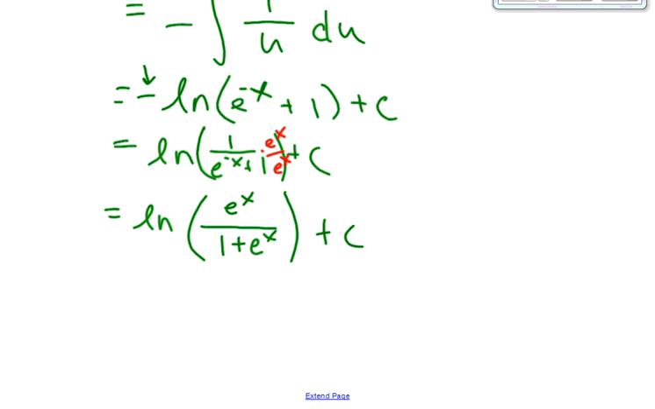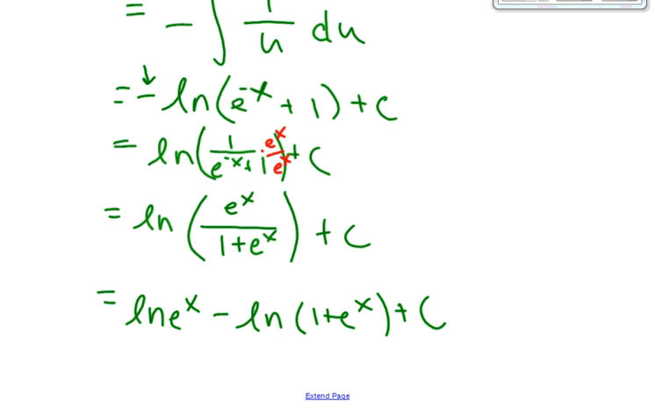Okay, here we go. This is working out now. All right, so that's going to be the natural log of e to the x minus the natural log of 1 plus e to the x plus c. And natural log of e to the x is simply x. And that should be now what we had up in the top.